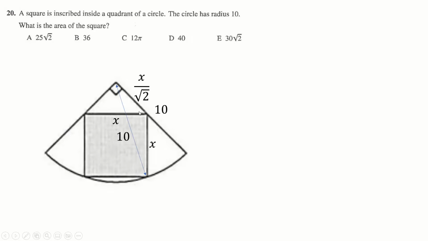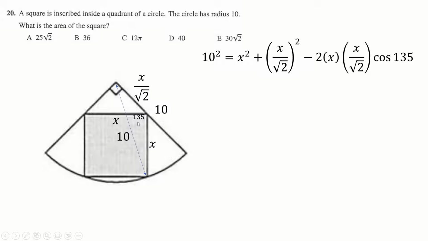And now this is 90 and this is 45, so this whole angle is 135, and I'm not too happy about this method, but I can do cosine rule here. 10 squared equals x squared plus x over root 2 squared minus 2 times this times that times cos of 135. And you do need to know what cos of 135 is for this method to work, so there's probably another way of doing it.